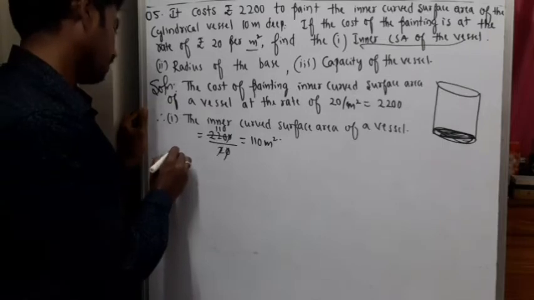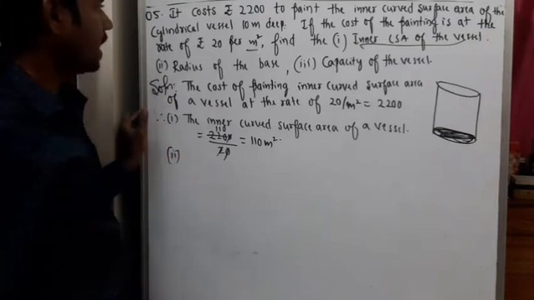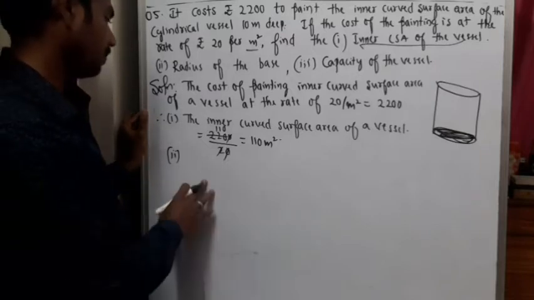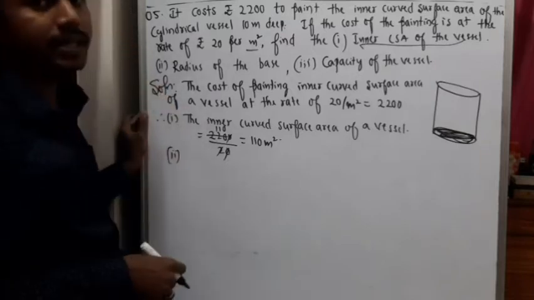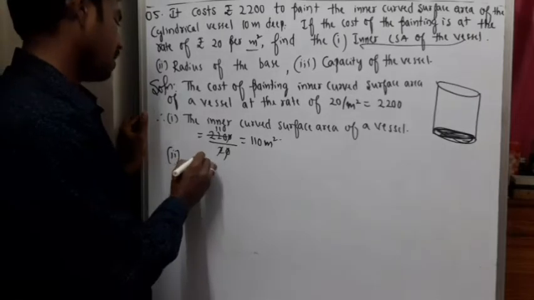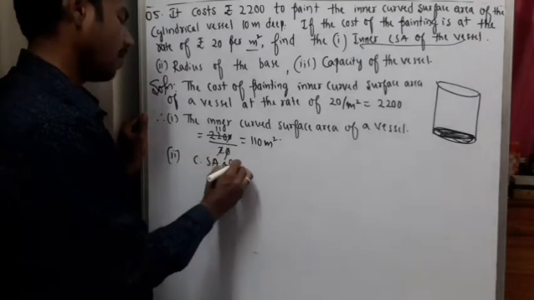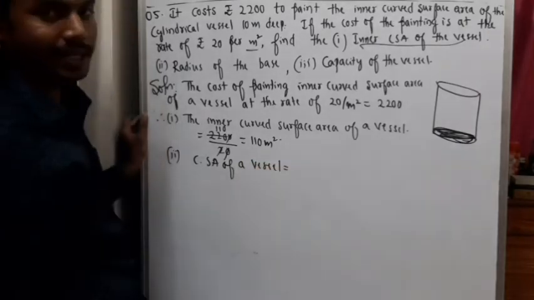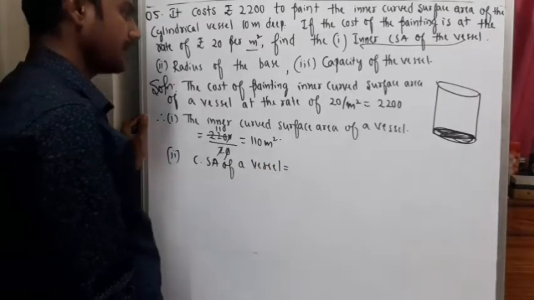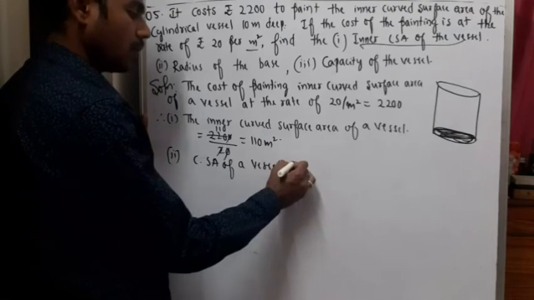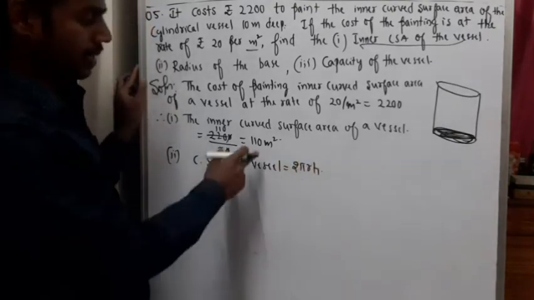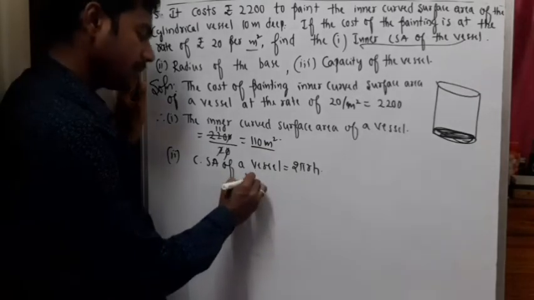Now second one, we need to find the radius of the base. So how can we find the radius of the base? So we know that CSA of a vessel is equal to, what is the CSA of a vessel? CSA of a vessel is equal to 2 pi r h. Fine. What is the CSA? That is 110. Just now we calculated.